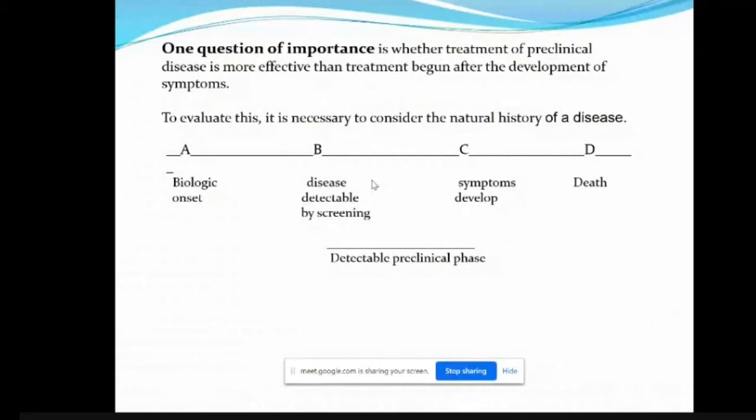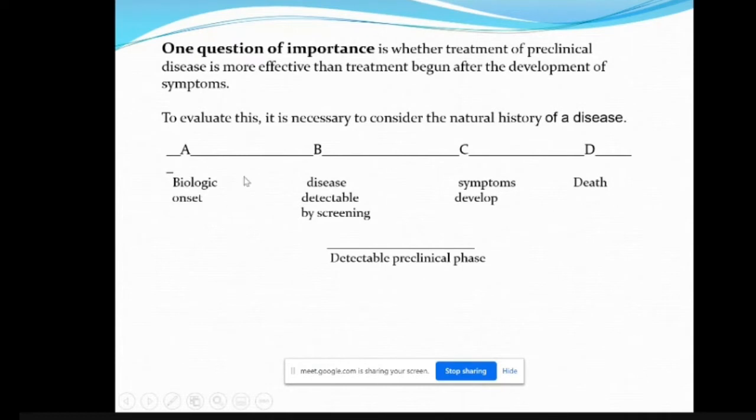An important question in screening is whether the treatment of a preclinical disease is more effective than treatment given after development of symptoms or signs of that disease. To evaluate this, first we should know about the natural history of the disease.